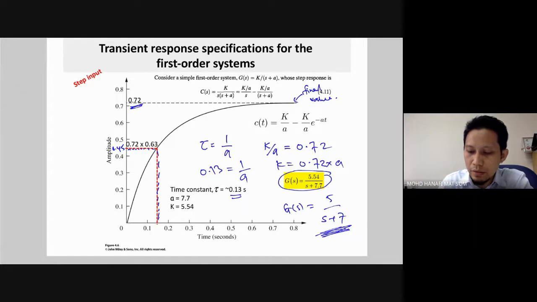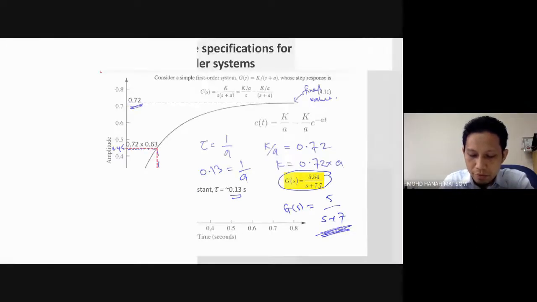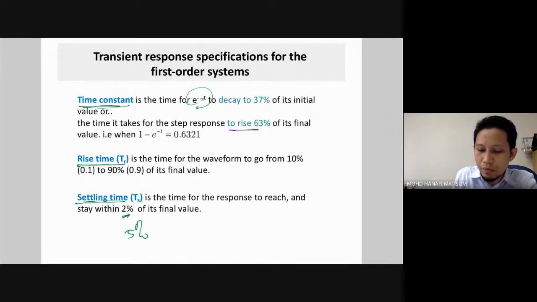The 0.63 comes from here. Remember the definition: 63% of its final value, or 0.63 multiplied by its final value. So 0.63 is the number that you multiply by the final value to find the time constant.